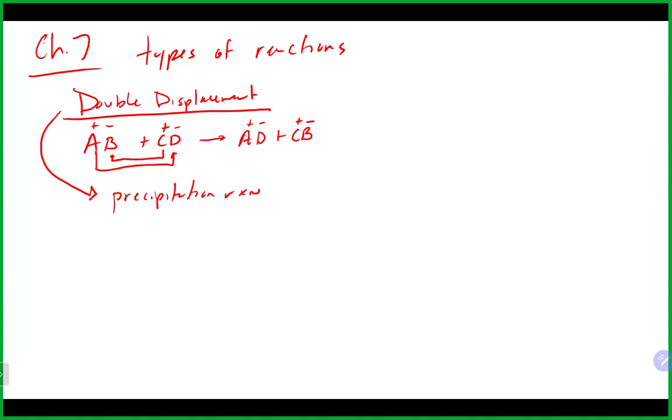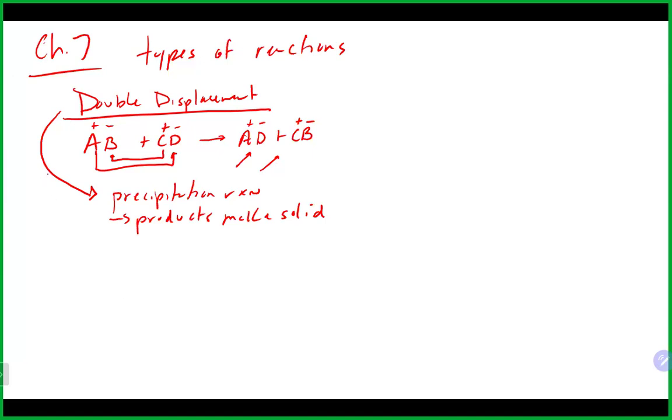And in a precipitation reaction, basically one of those products, or maybe both, but in most cases, one of those products will make a solid. Now, remember that we can use solubility rules to help us decide what ionic compound would make a solid or not. And those solubility rules allow us to make that decision when we switch partners.